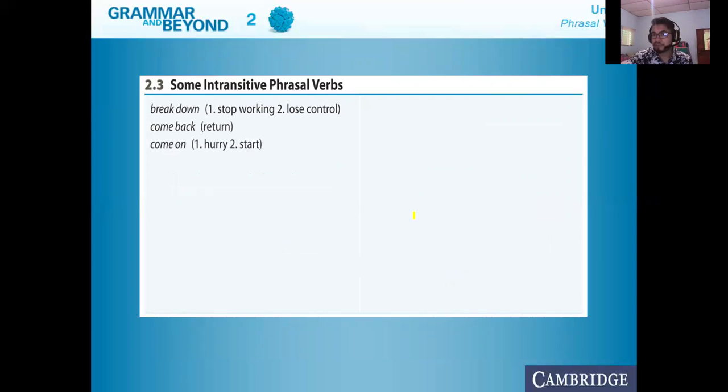Come back, that means return. Come on, that means to hurry or start. Eat out, to eat in a restaurant. So remember, eat out is to eat in a restaurant, okay?